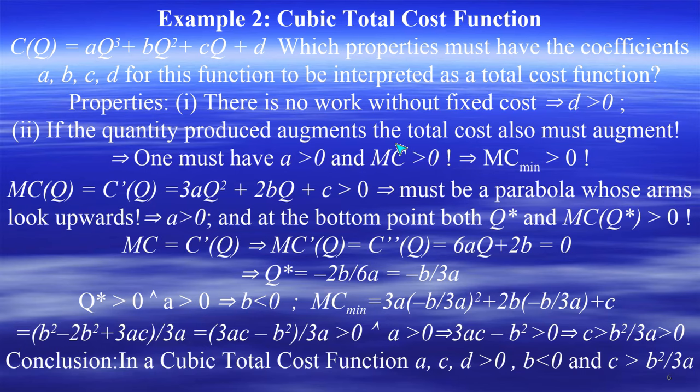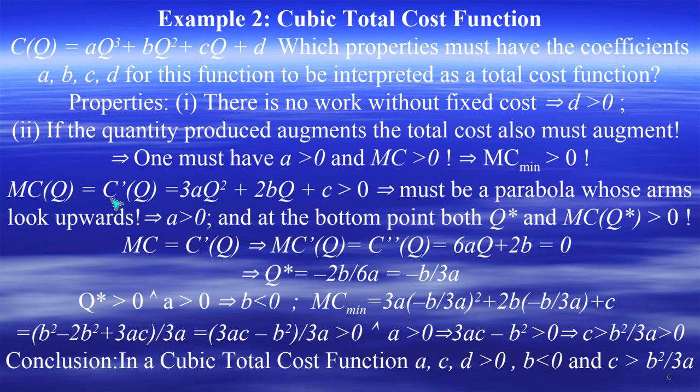If the marginal cost function should be positive everywhere, then its minimum point should be positive as well. Therefore, we will calculate the minimum point of the marginal cost and then make it greater than zero, where also the quantity produced Q star would be positive, because a quantity, as we understand, cannot be negative. All right, so here is the optimization. Here is the derivative. We should find the minimum value of the marginal cost function and make it positive.